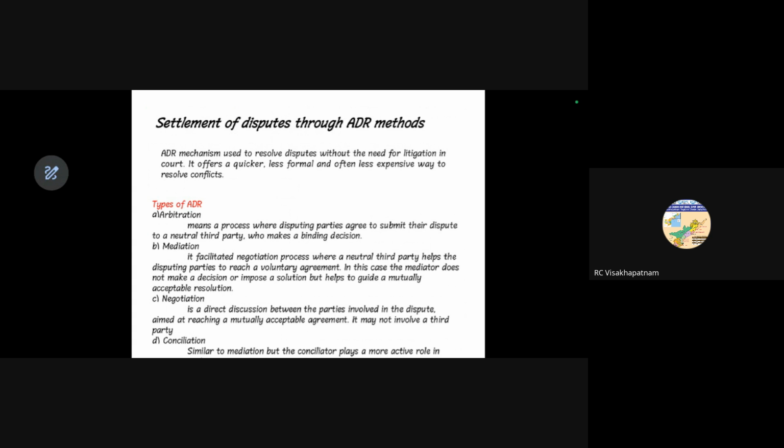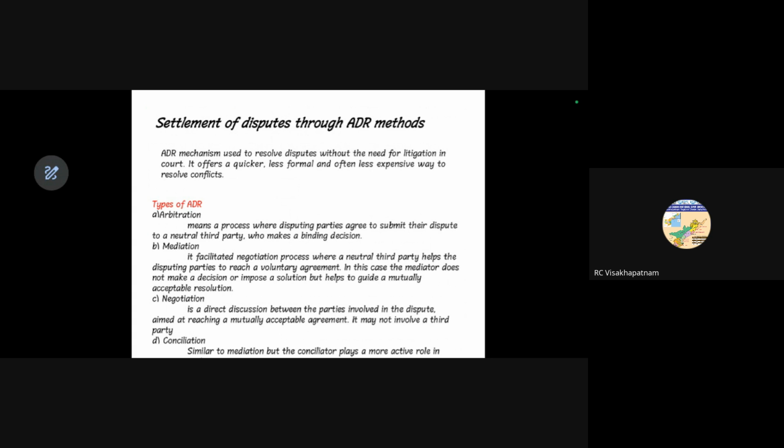What comes under arbitration? Arbitration means a process where disputing parties agree to submit their dispute to a neutral third party who makes a binding decision. In this case, the arbitrator was appointed by the court. So this arbitration decision should be binding on the parties.